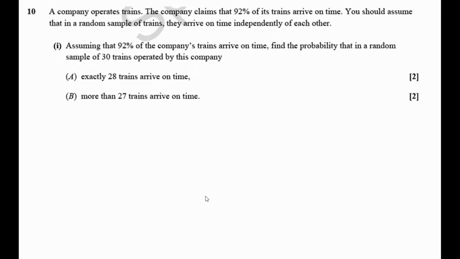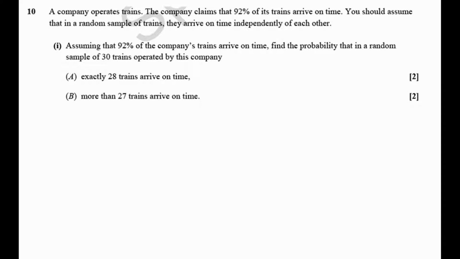A company operates trains. The company claims that 92% of its trains arrive on time. You should assume that in a random sample of trains, they arrive on time independently of each other. Assuming that 92% of the company's trains arrive on time, find the probability that in a random sample of 30 trains operated by this company, exactly 28 arrive on time or more than 27 arrive on time.